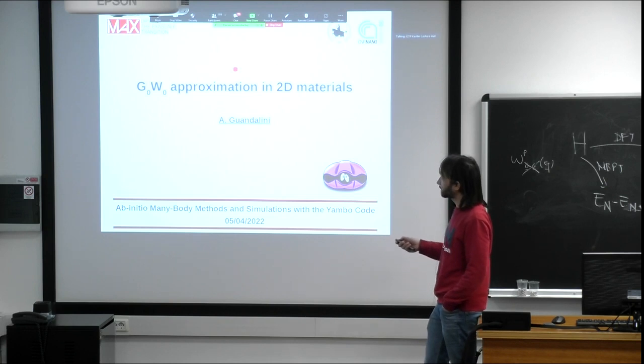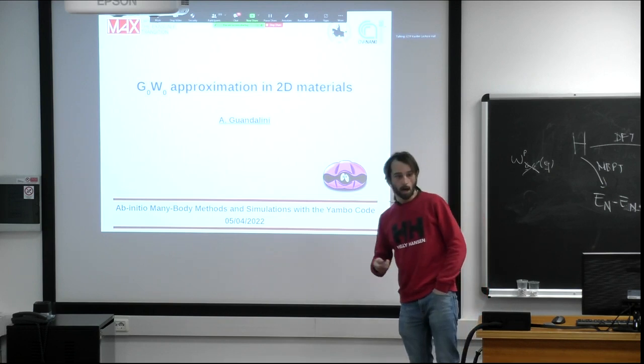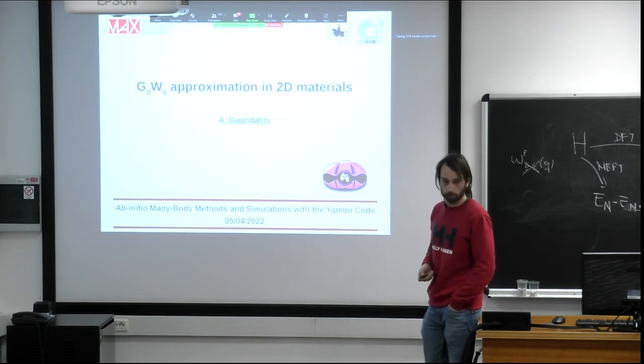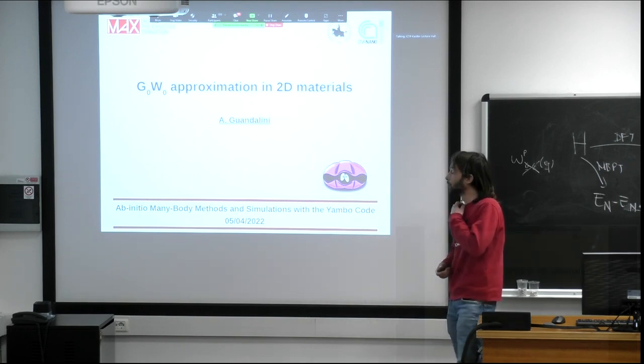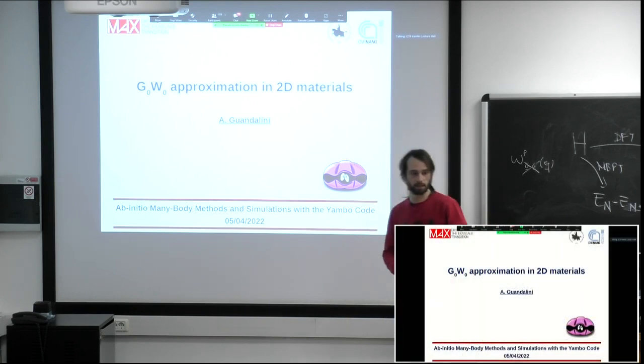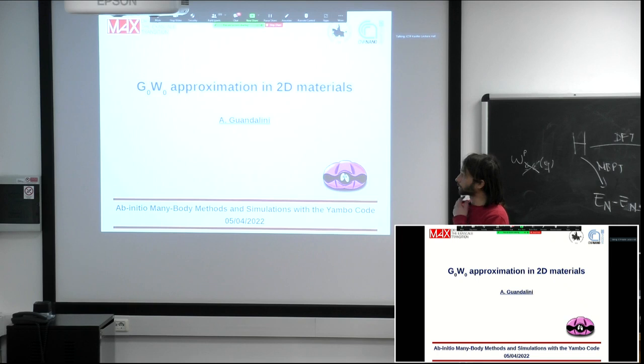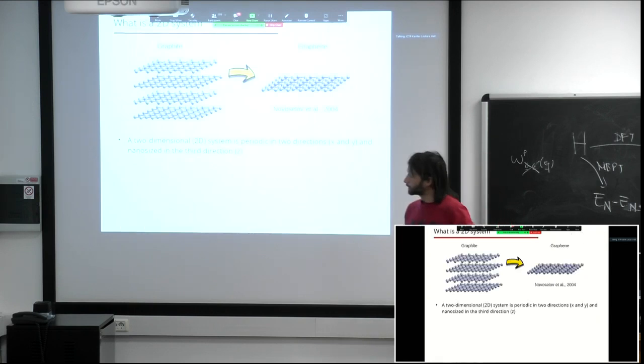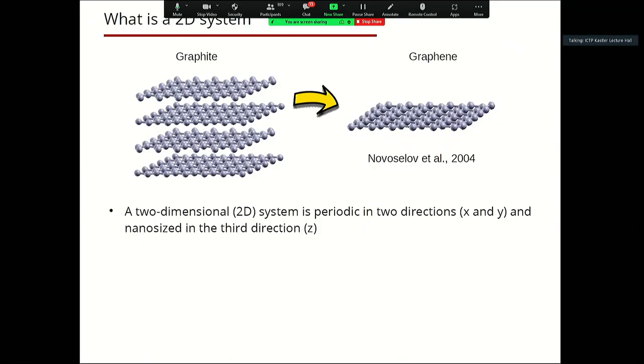In this second part, I'm going to consider how to perform a G0W0 calculation for a 2D material. We're going to see that there are some technicalities which should be taken into account in order to obtain meaningful results. First of all, just a definition of what a two-dimensional system is for us, like for the case of graphite that becomes graphene, okay? That is like the most famous two-dimensional system.